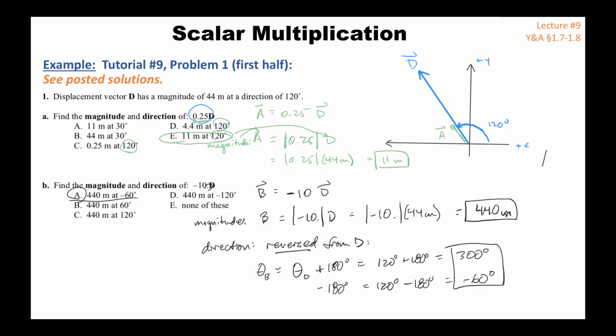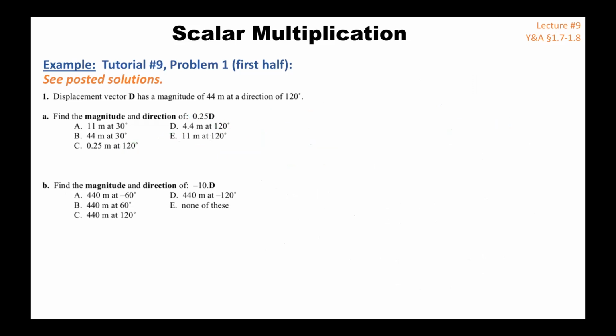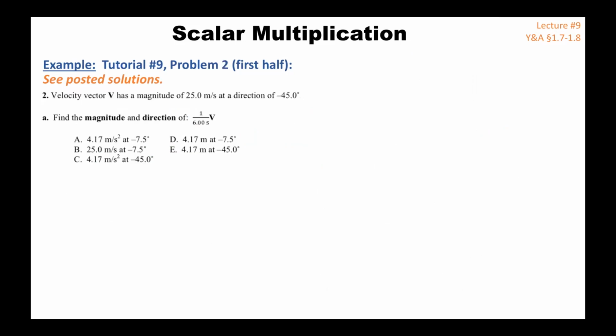Oh, and what would it look like on the sketch? Well, it would be in the opposite direction from the original vector D, but it would go way off the side of my screen. It would go far off the screen because D, remember, is 44 meters long, and we want to draw a vector here that's 440 meters long. So it needs to go far beyond the screen. All right, I'll leave part C and D to you as an exercise. And the solutions are already posted, so you can try those and compare to the answers.